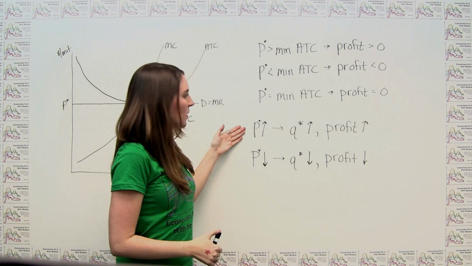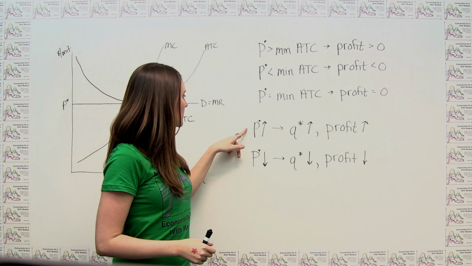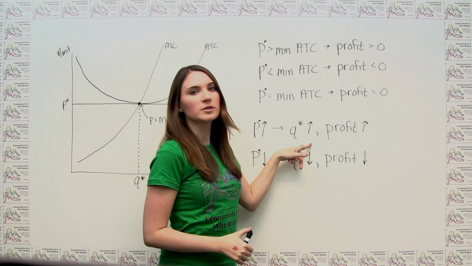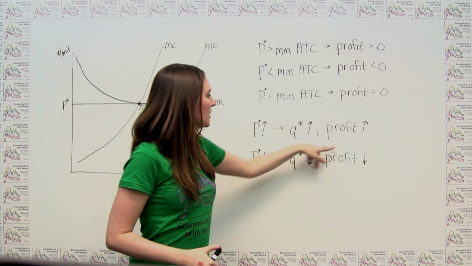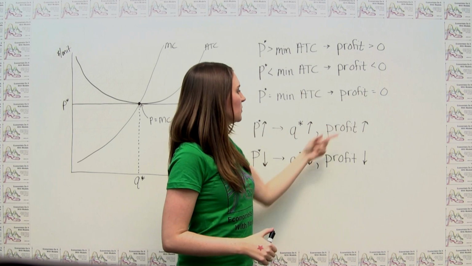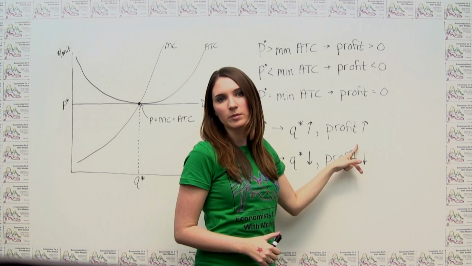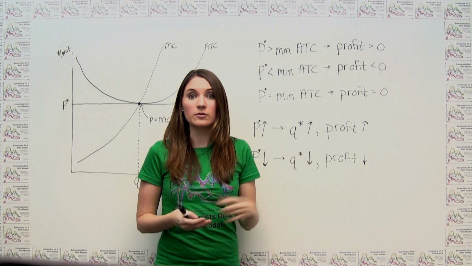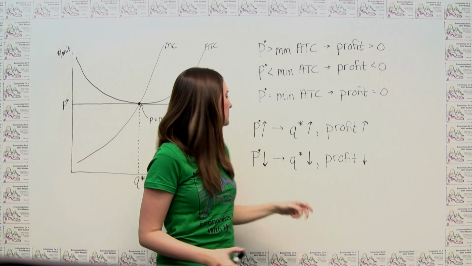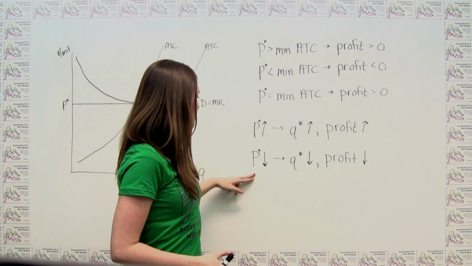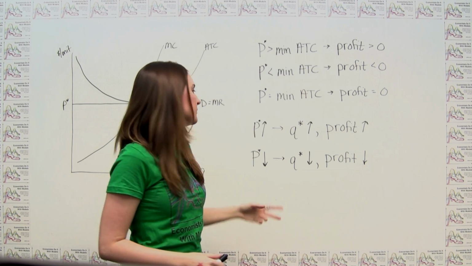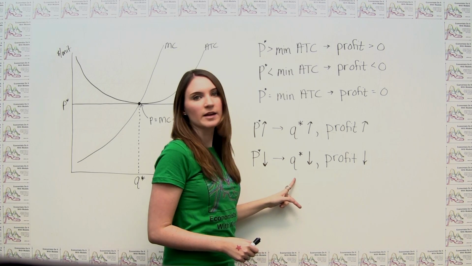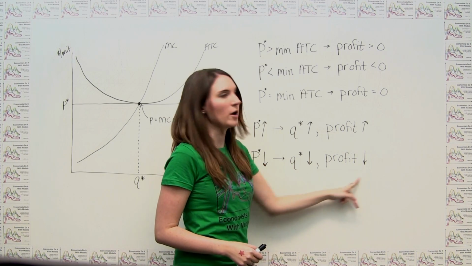Furthermore, it's probably not surprising that as the market price goes up, like we said before, our quantity produced goes up. And as we can see with this relationship here, our profits also go up. Not entirely surprising that higher prices are good for firms in competitive markets. On the other hand, as prices go down, we see the opposite. We see that as prices go down, firms want to produce less of that item, and they see their profits decrease.